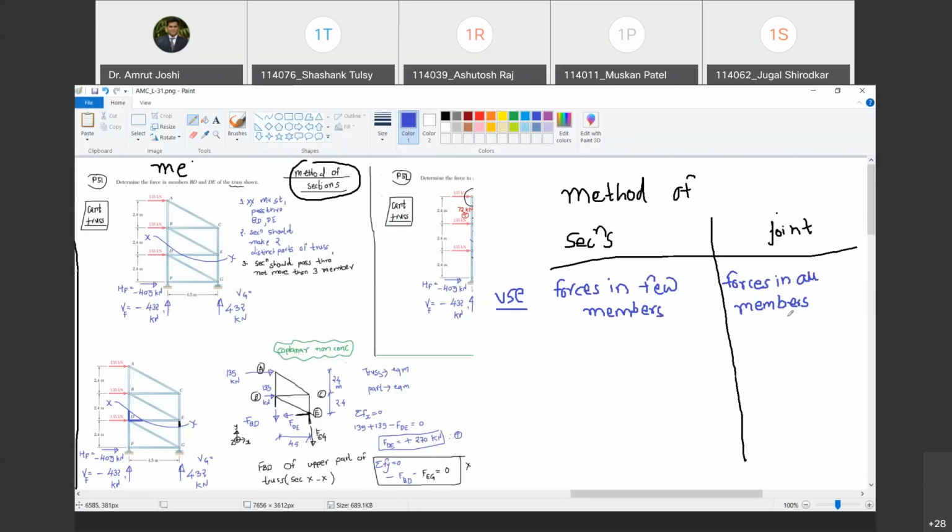Members of trusses. Forces in all the members of trusses are required. Are you with me? This is as far as the use is concerned.